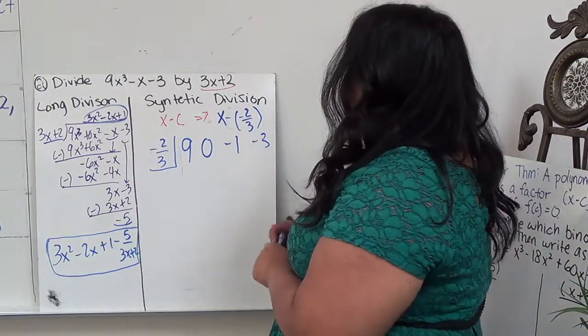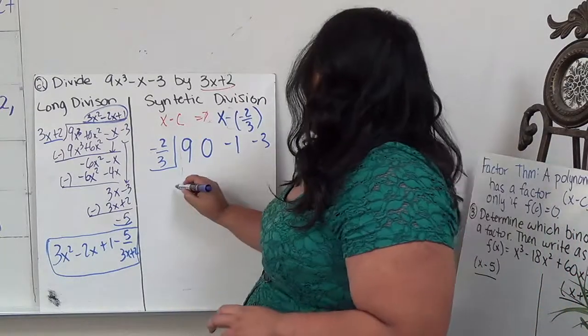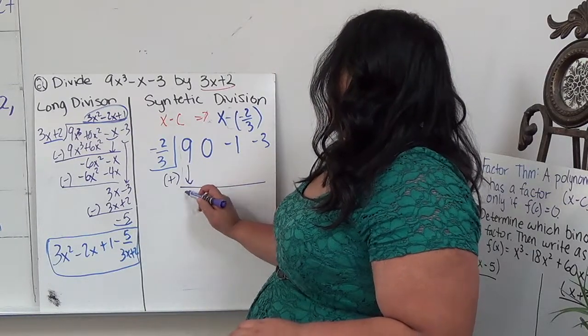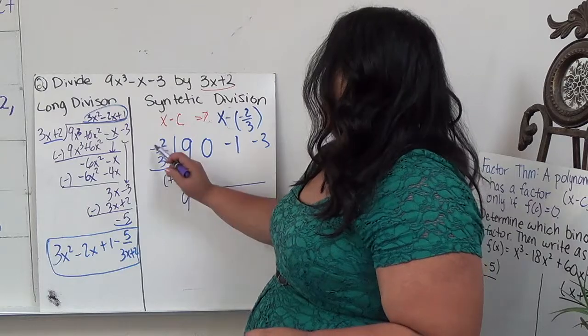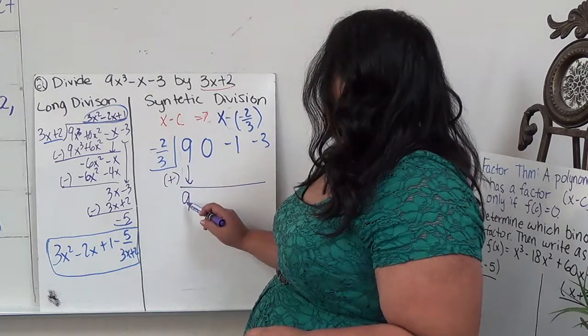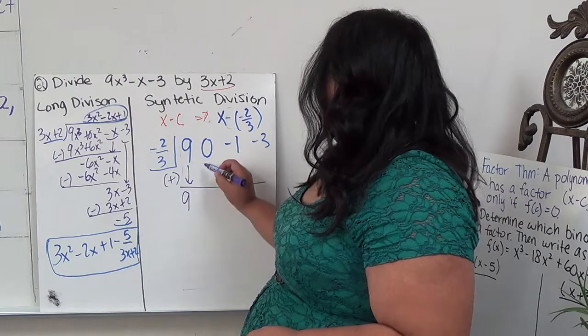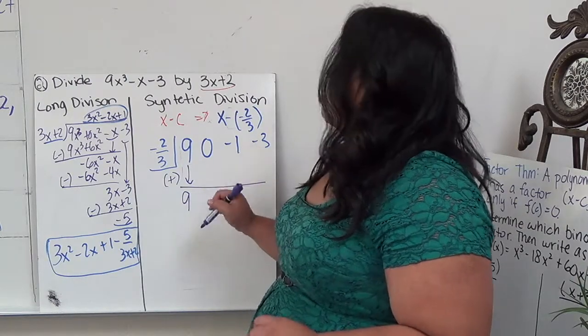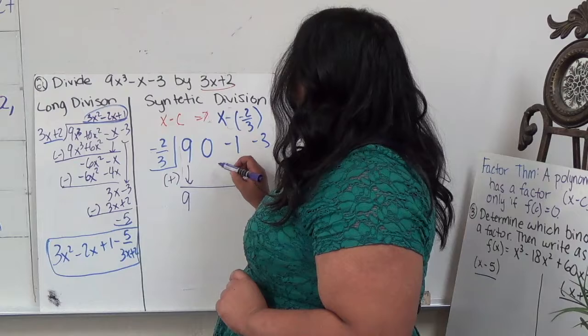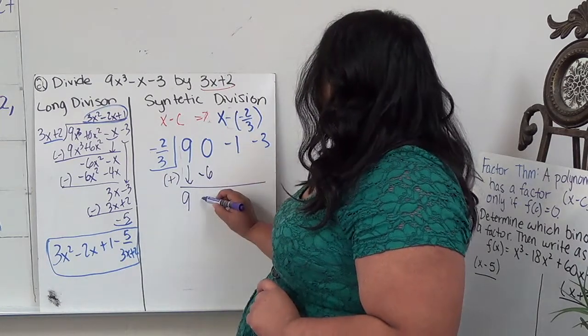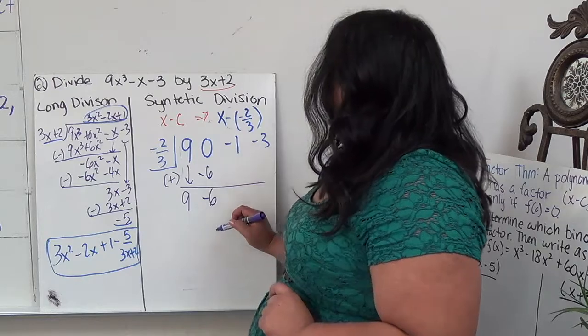So from here I do negative 2/3. I'm adding these, by the way, instead of subtracting. So I'm going to take the first number and bring it down, and I'm going to multiply. Negative 2 times 9 is negative 18 divided by 3. So negative 18 over 3 is negative 6. And then this becomes negative 6.